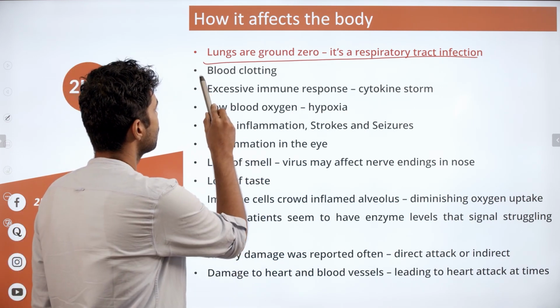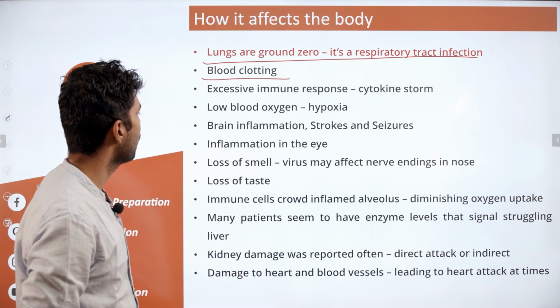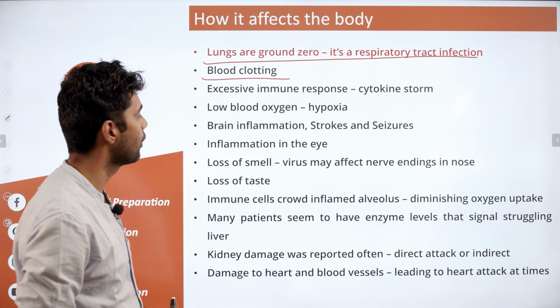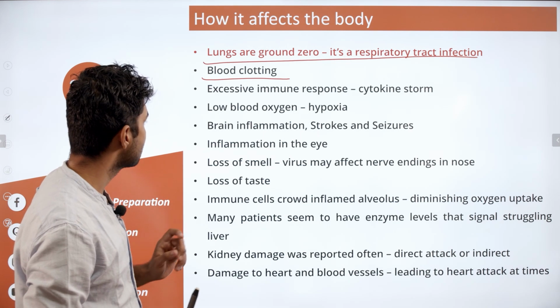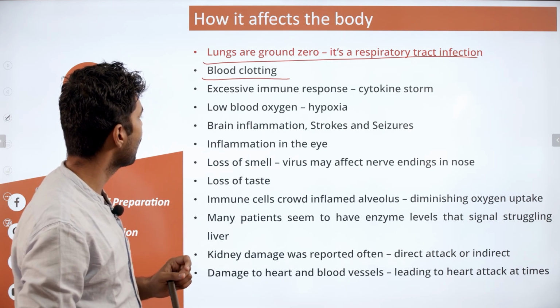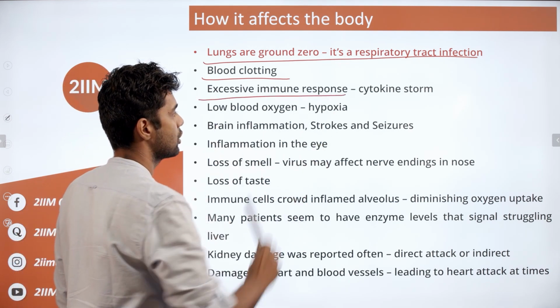You have blood clotting. So these are some of the symptoms which are reported quite often. Blood clotting is reported after, in autopsies. In autopsies, some other symptoms are also reported widely. Excessive immune response is also mentioned.